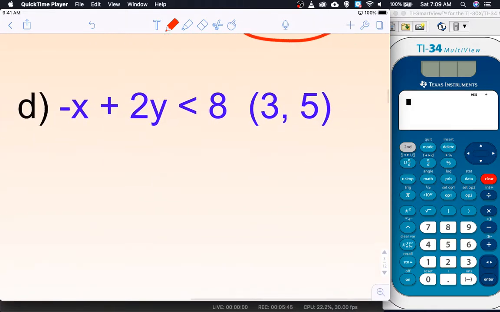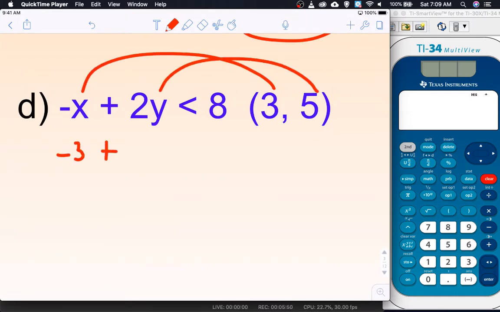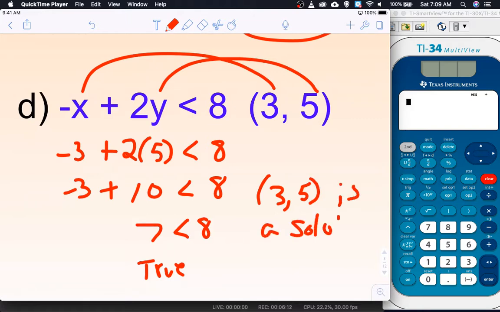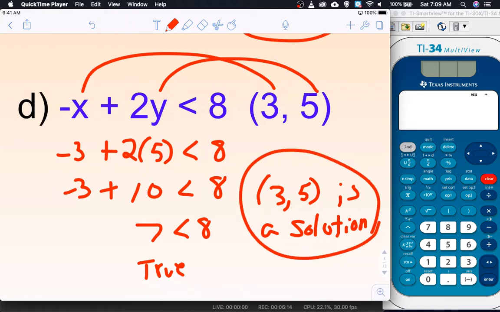Letter D. You plugged in the x value for x, the y value for y, got -3 plus 2 times 5 is less than 8. That's 10 plus -3. That's 7 is less than 8. That's true. So (3, 5) is a solution. Okay, so it's as simple as just plugging in a point for the equation and seeing if it's true.